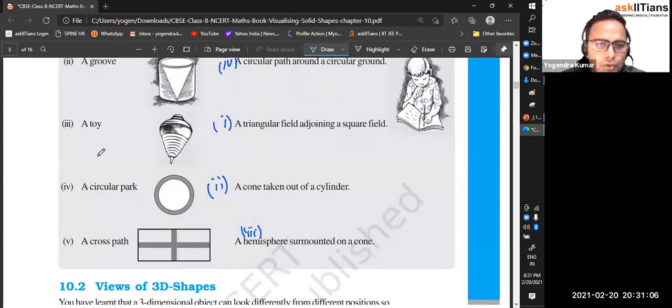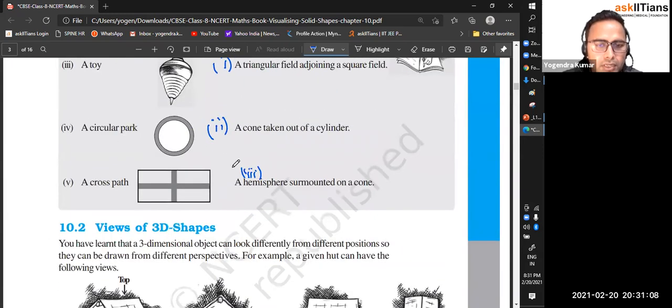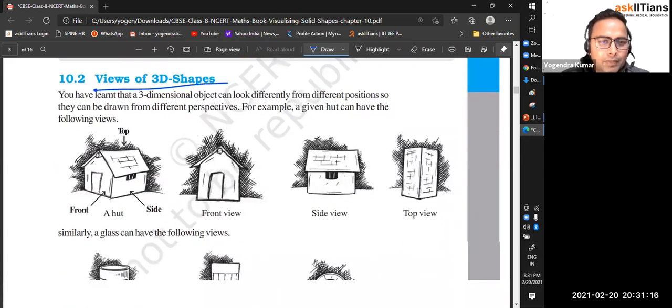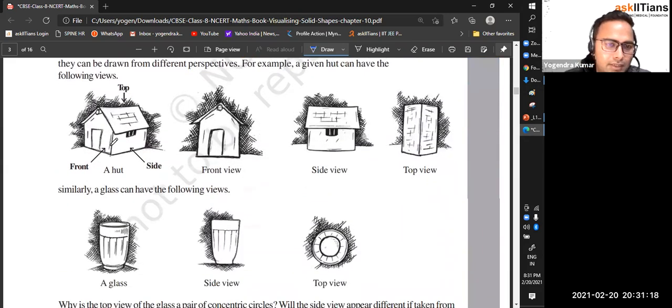Now, views of 3D shapes. This is really important. You need to understand, you need to kind of visualize it. Okay, this is what the chapter is all about, right? So we need to understand this. Now here a hut is there. If you see the 3D view, it looks like that, right? It is really difficult to draw it exactly like that, but you can observe it, right? So what is the front view? From the front it looks like this, right? That is what the front view is.